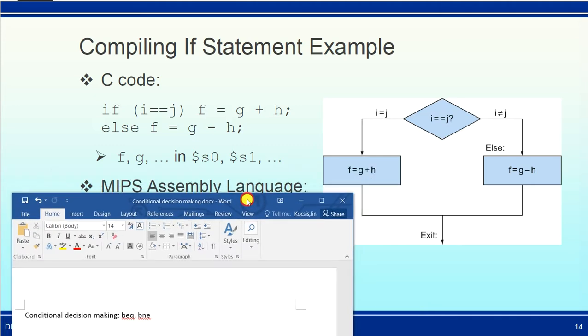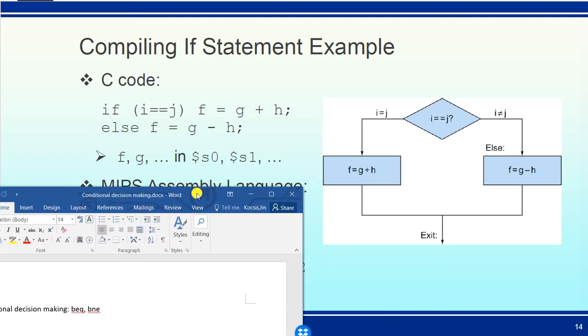Here I'm using a flowchart to represent that. I have a condition whether i and j are equal or not. If equal, I will begin with this branch. If not equal, I will continue with this branch. But no matter what, after either this one or this one finishes, they will continue with whatever other instructions come after this decision-making procedure.